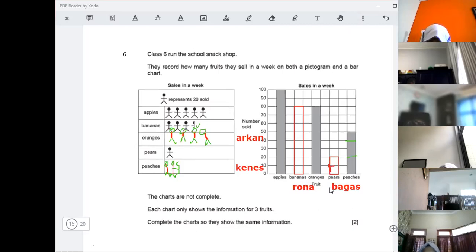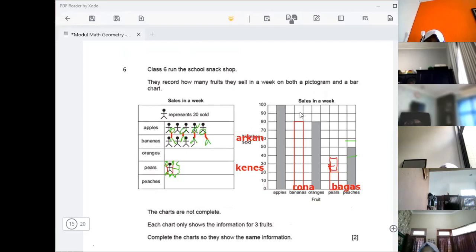Okay. Do you think it's until this one, class? That's wrong, cross it out, Miss. Wrong, cross it out. Oh, okay. Next.